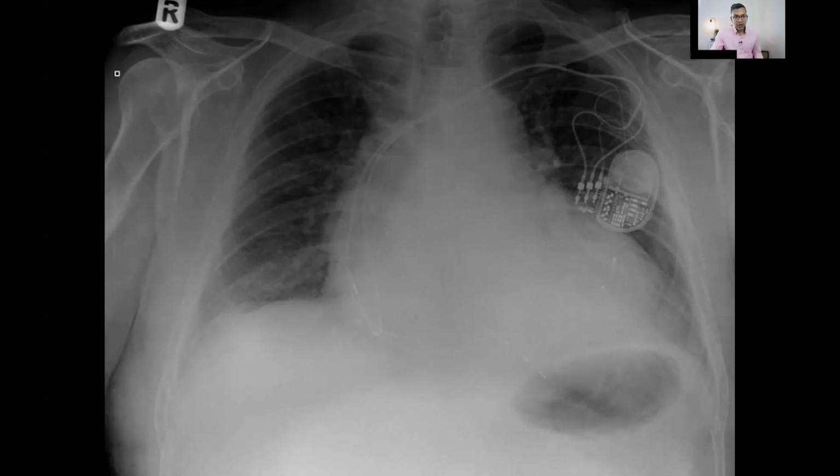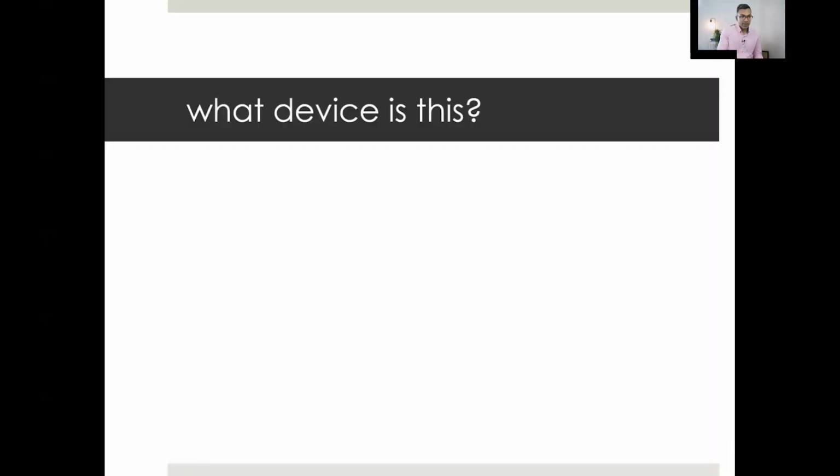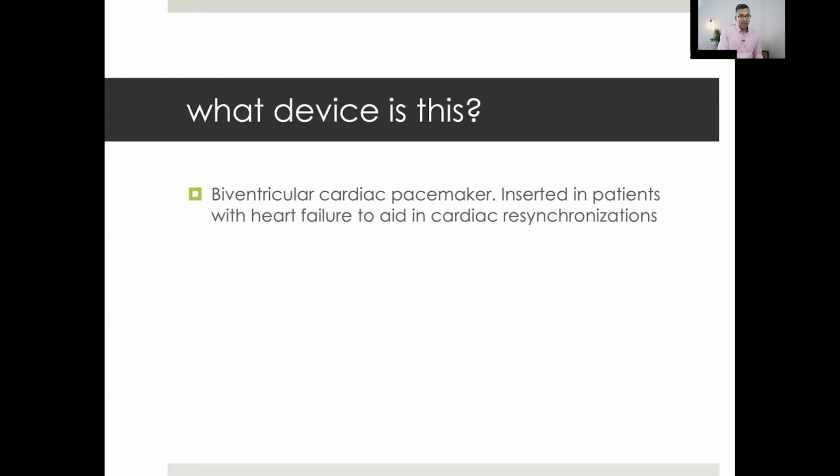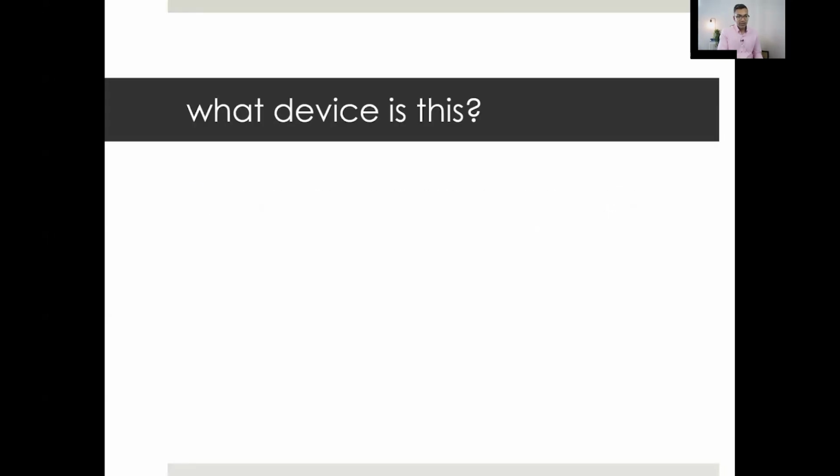Where are the leads? What kind of pacemaker do you think this is? So from the base, there are 3 leads coming out, but I can see only 2 leads going to the heart. So it's a biventricular pacing. Yeah, fantastic. So this is a biventricular cardiac pacemaker in a patient with heart failure to aid cardiac resynchronization.